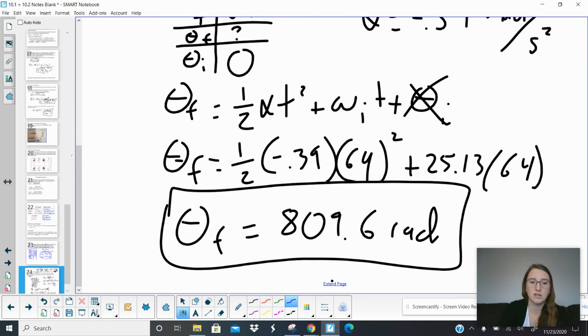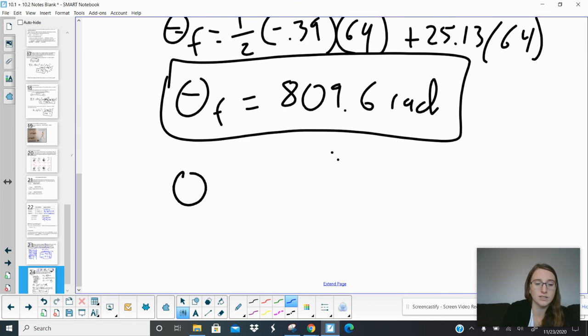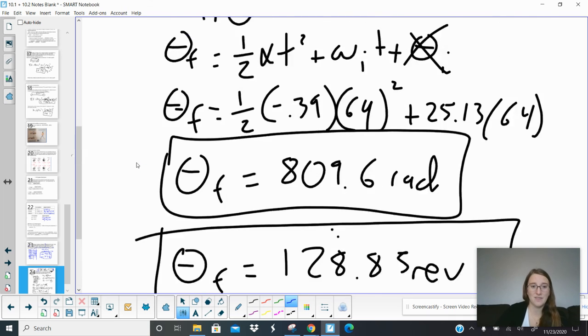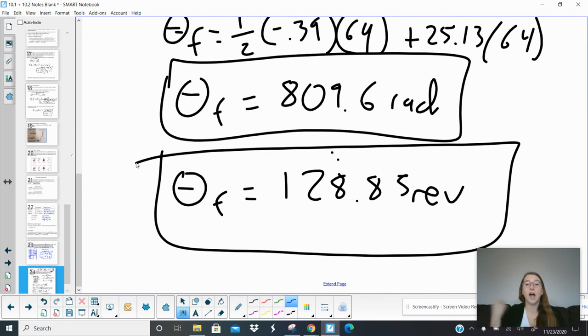So we just talked about this. If I want this now for revolutions, how many revolutions would this be? Normally, to get from revolutions to radians, we multiply by 2 pi. I'm going backwards from radians to revolutions. Go ahead and try it. So we should divide by 2 pi, if we're going in reverse there, being careful to put this in parentheses. Okay, so we should get 128, let's go ahead and say 0.85 revolutions. So that means that this top spins around 128.85 times before it comes to a stop.